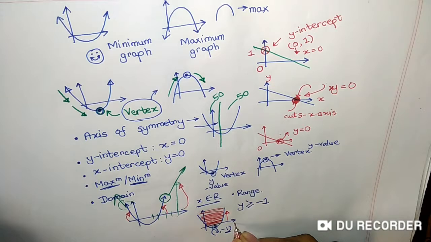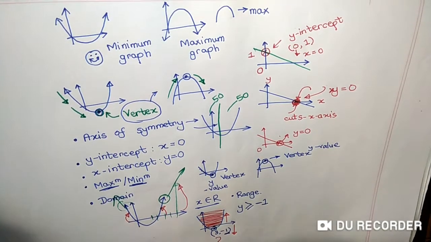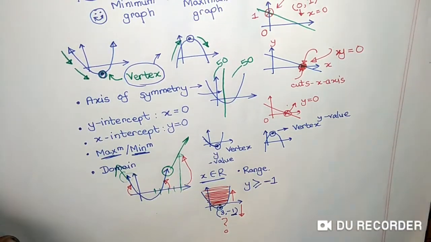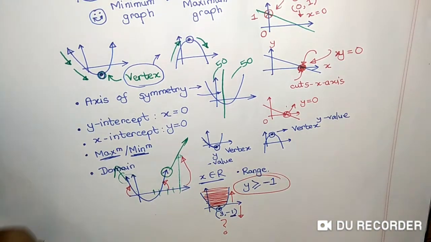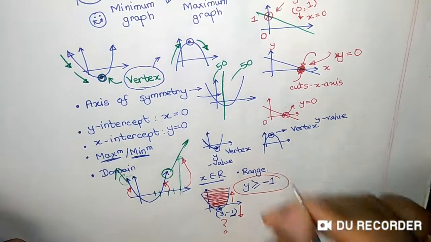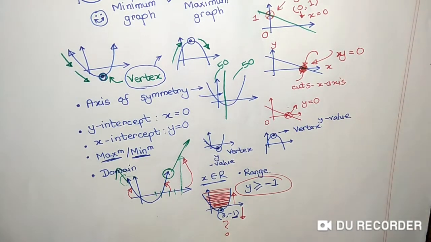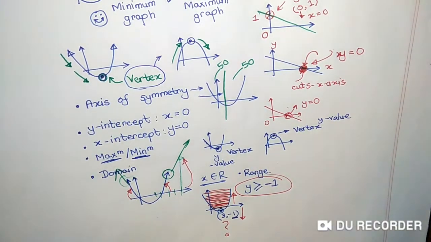Now, if I go below -1, is there any part of the graph with me? No, right? As a result, the range is y greater than or equal to -1. Now, let me show you the full form of how it works, as we have learned all the terms that we needed.